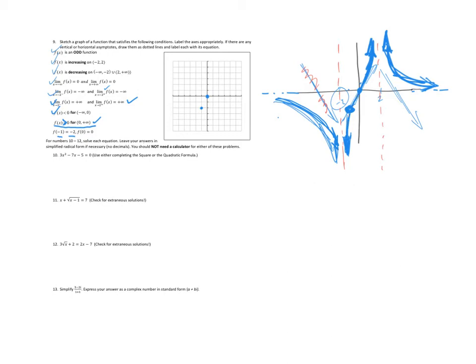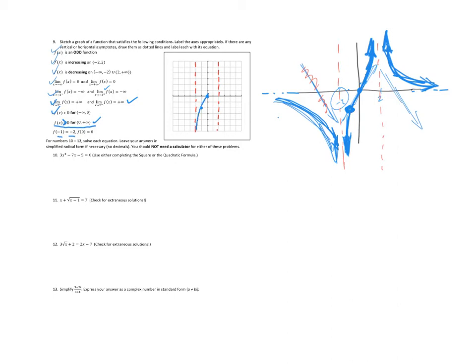So let's go ahead and transfer this over to the real graph. So we have vertical asymptotes at -2 and 2. And we have a graph that kind of comes up from here, goes up through there.